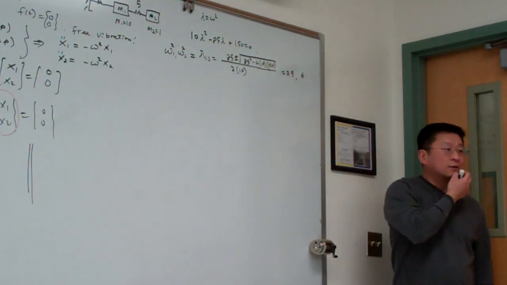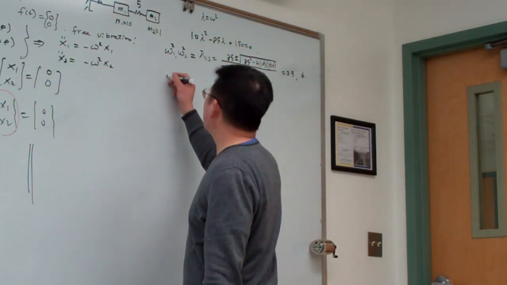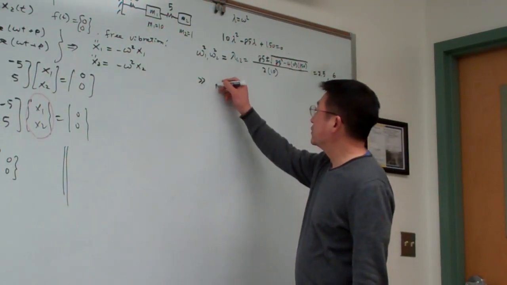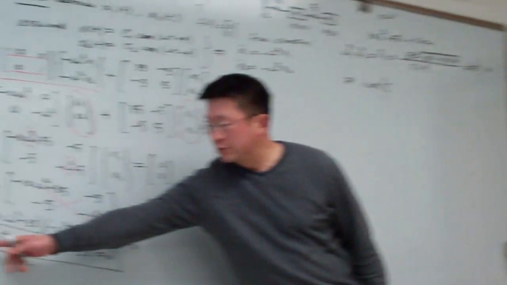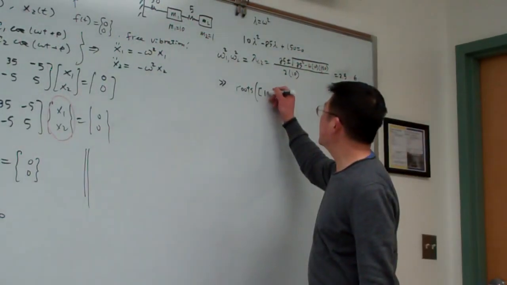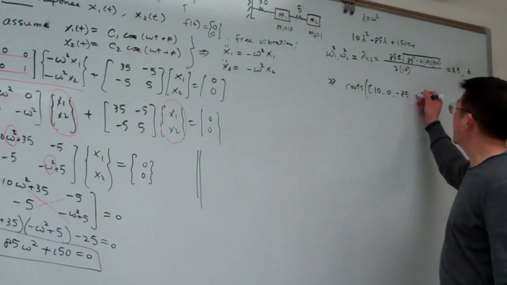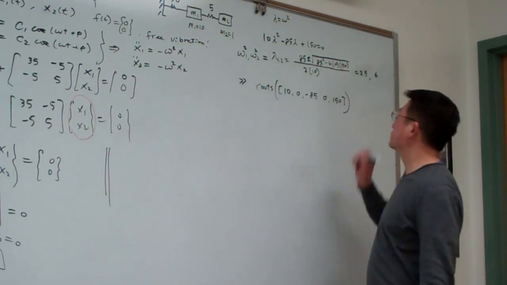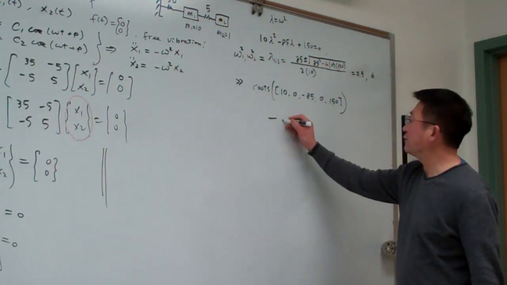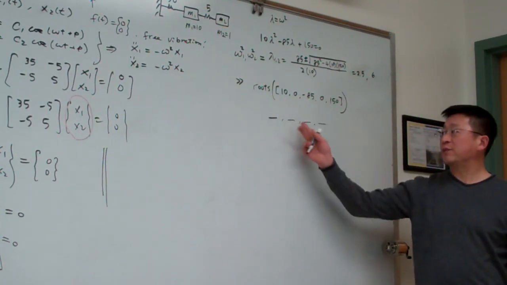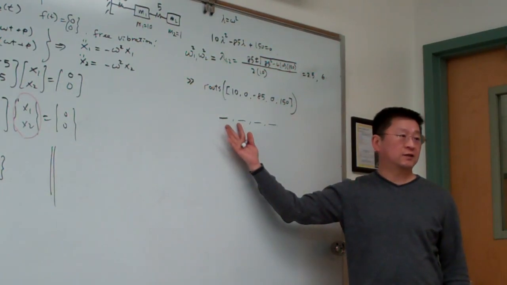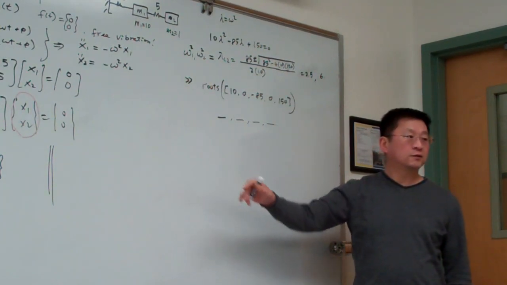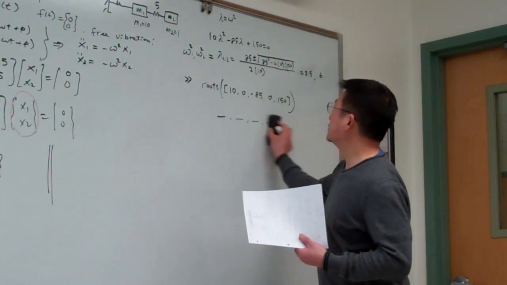Otherwise, we can directly solve for the roots of the fourth degree polynomial. In MATLAB, you can use the command roots, and you place the coefficients in descending order: 10, 0, minus 85, 0, and 150. Once you hit return, you get four numbers. Pick the positive ones, because natural frequency is always positive. Two of them have opposite sign but the same magnitude, I guarantee. Otherwise, you have made a mistake somewhere before. Does that answer your question? Good. Either way works.